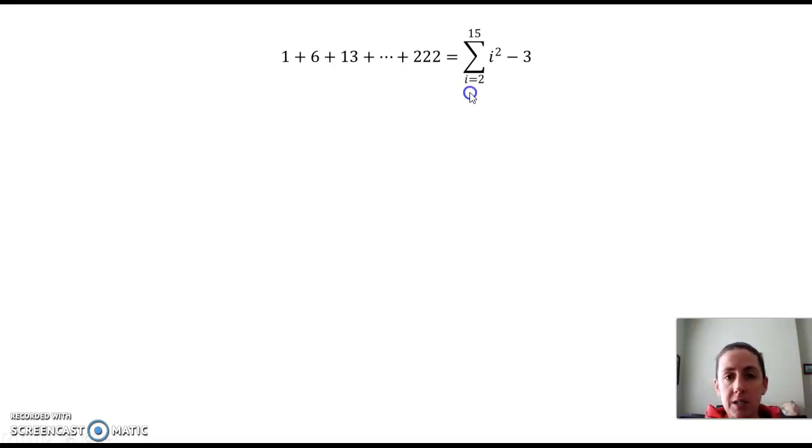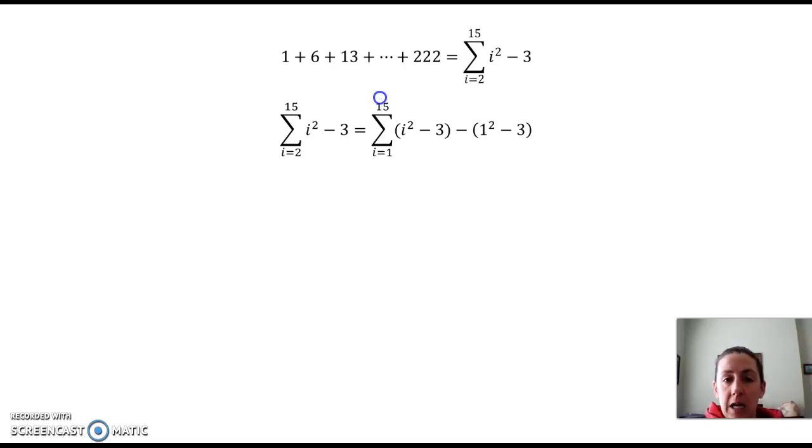Now, I want you to notice something. Here, the sum is starting at 2. But if you look back at our summation formulas, they all started at 1. So what we can do is rewrite this as the sum from 1 to 15, but then we just take away that additional term from when i is 1. So when i is 1, we get 1 squared minus 3, so we'll just take that term away at the end.